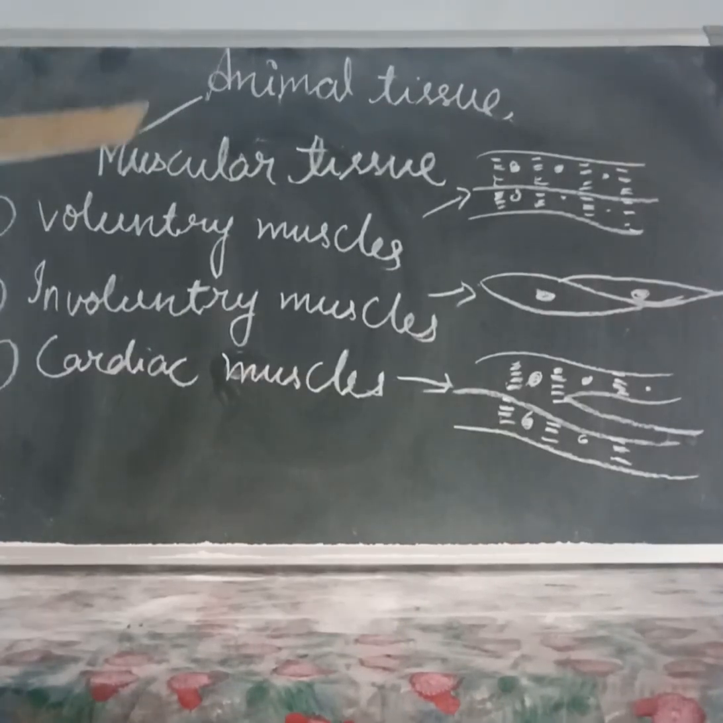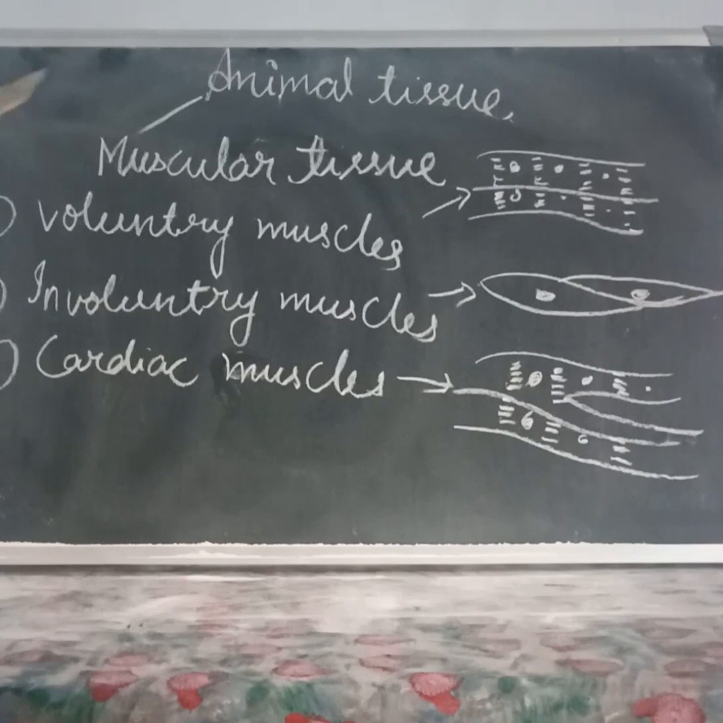So next is the muscular tissue. They again have three types: voluntary, involuntary, and cardiac muscle. This muscular tissue helps us show body movements like walking, running, and doing other things. By contracting and relaxing, they help us in those movements.